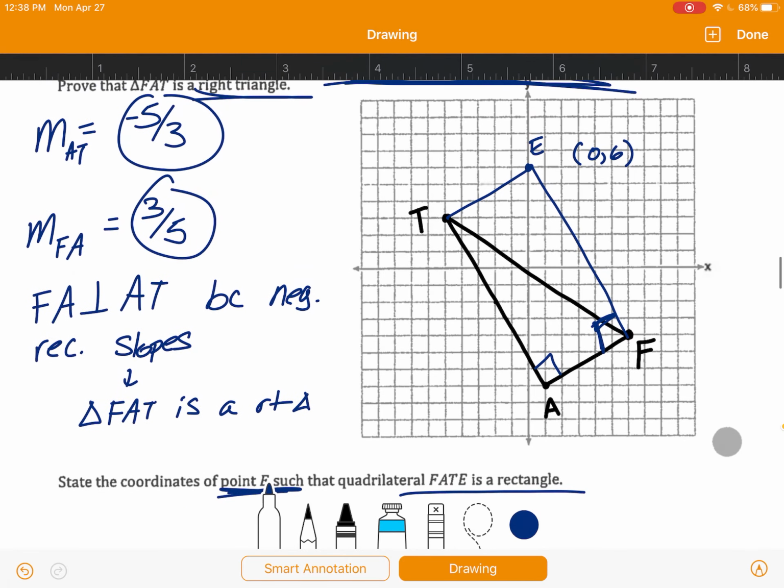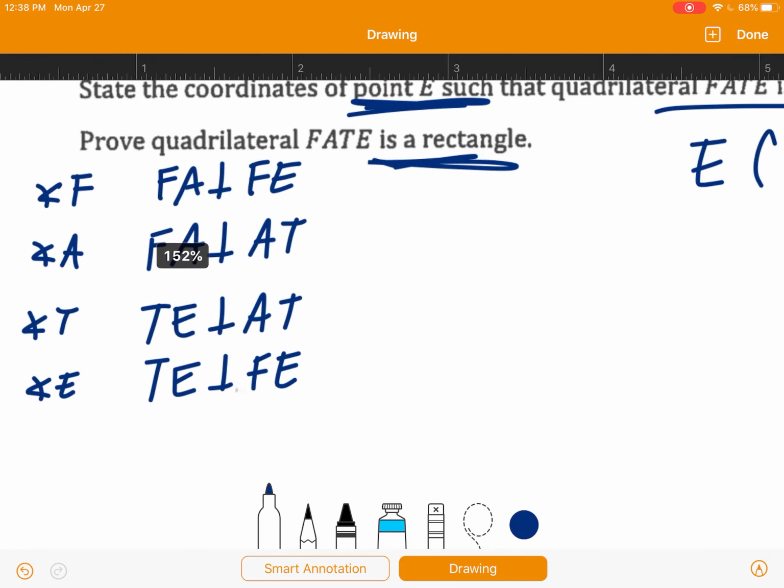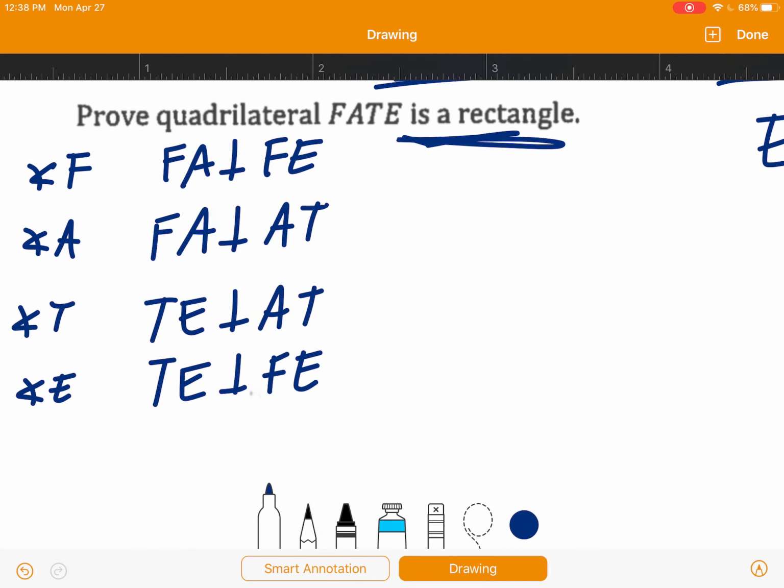And then for E, we need TE and EF. Or FE, we could write that too. Okay, so those are our 4 angles. We need to prove all 4 of these things.